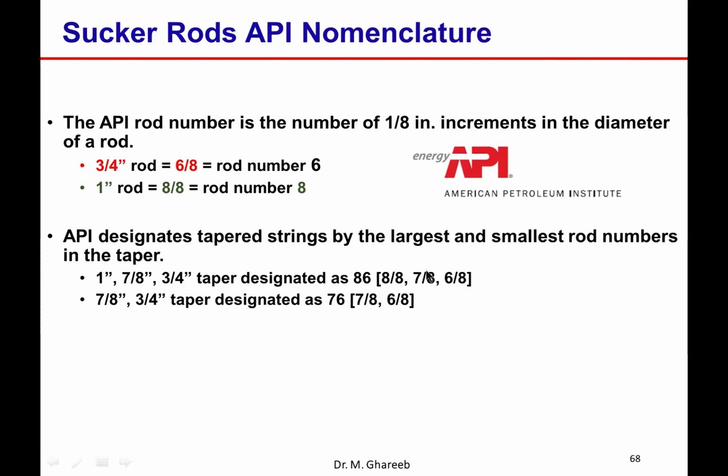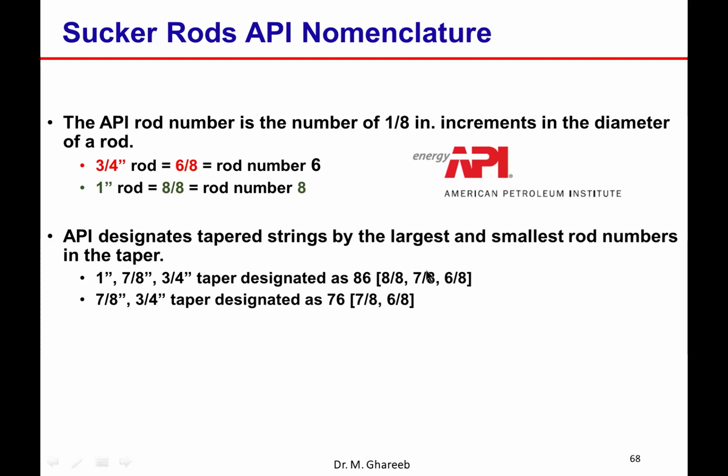API also defines the rod string with a certain nomenclature. If I run a rod string in the well, what size of rod string do I have to set according to the API? As I said, according to the API, they define the rod string with a number. If I have a 3/4 inch rod in the well, they do not say 3/4 inches. They say I have a 6, I have an 8, I have a 7, I have a 10.